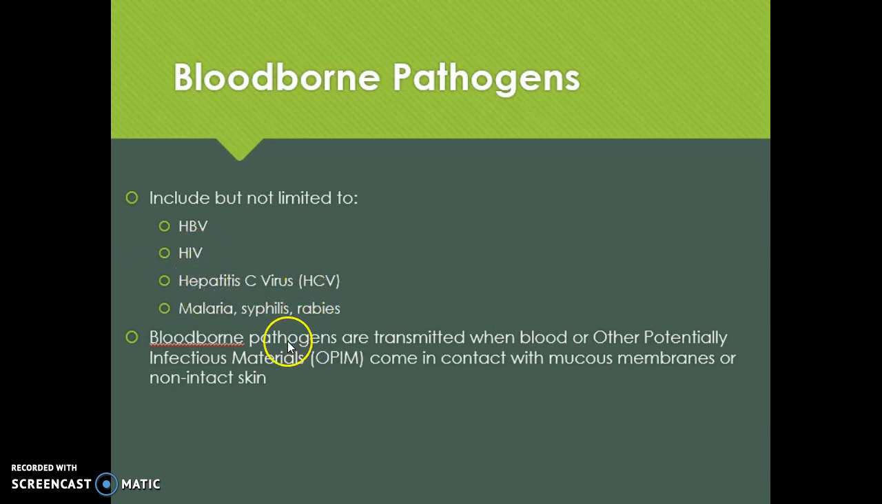HIV, hepatitis C, malaria, syphilis. They're transmitted when the blood or other infectious materials, that's what OPIM means, comes in contact with mucous membrane or non-intact skin. And they can be, this is the hepatitis B virus, this is hepatitis C. So these viruses can be spread blood to blood.